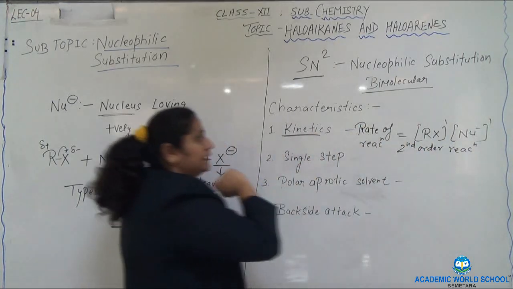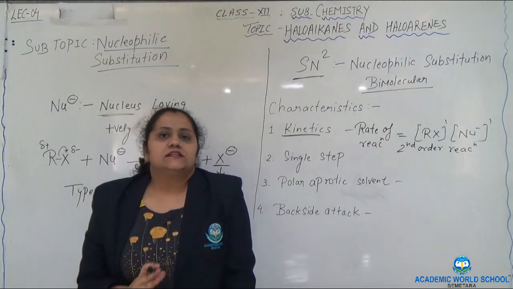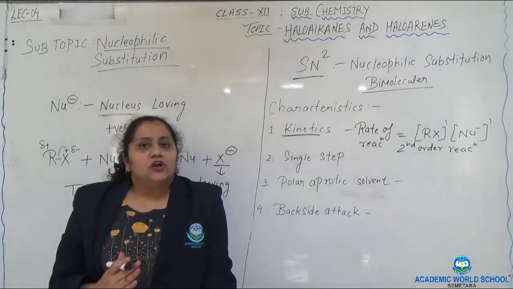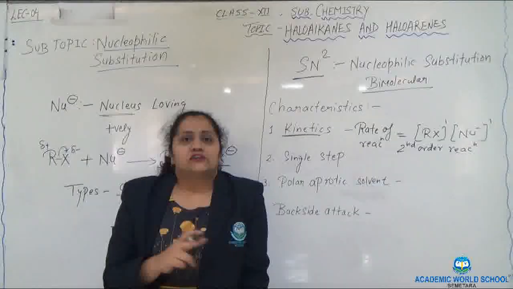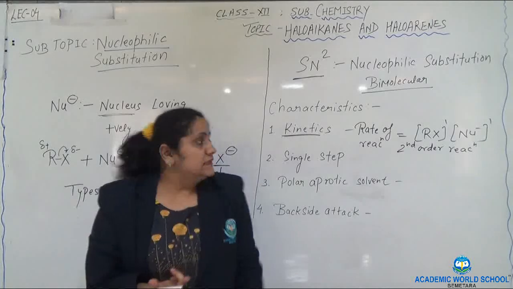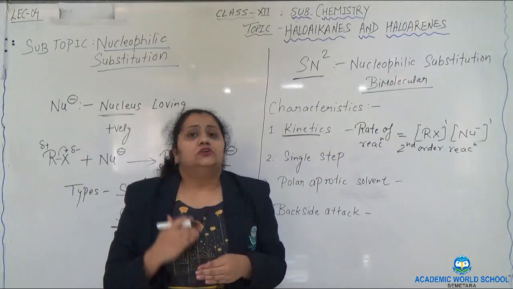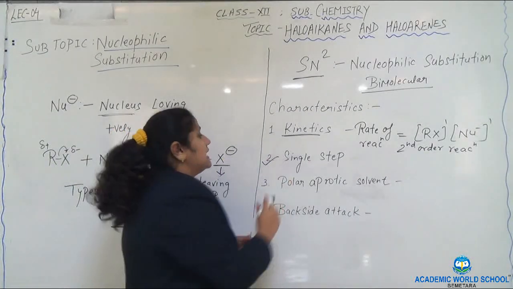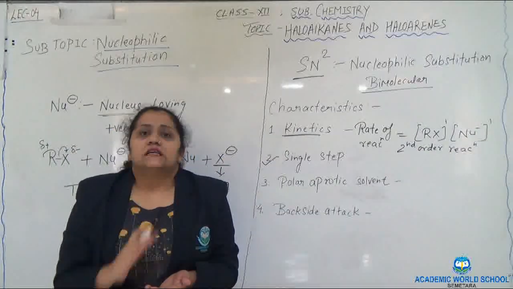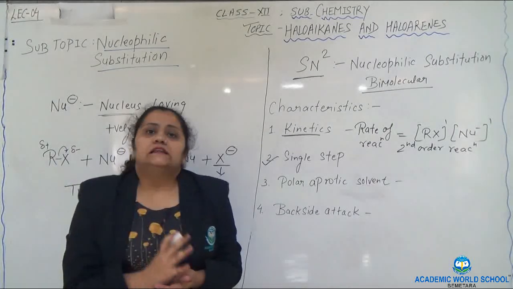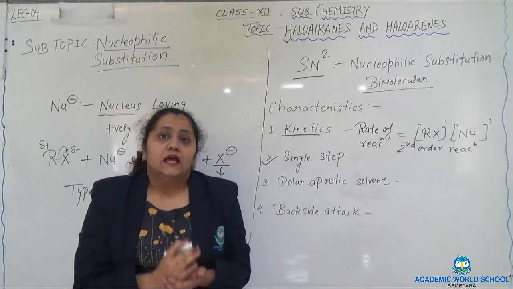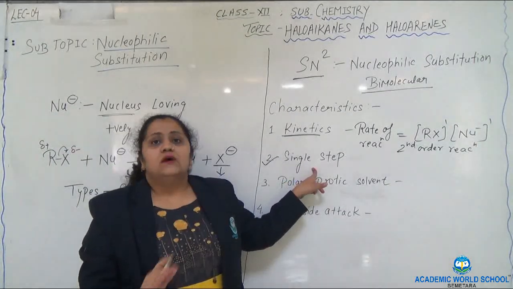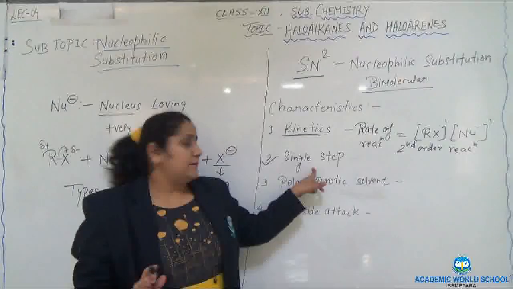So this is the first characteristic of the SN2 reaction. It is a bimolecular reaction, and bimolecular means the molecularity of that reaction is 2, meaning the rate of reaction depends upon two reactant molecules. The second characteristic is that an SN2 reaction always occurs in a single step. When a nucleophile attacks the reagent molecule, it forms the product in a single step.